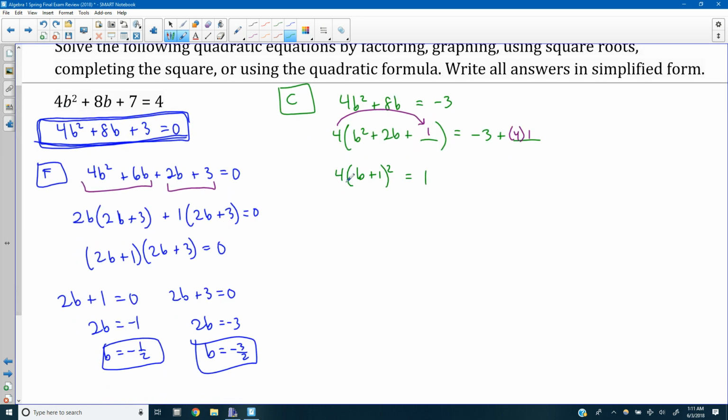I want to divide both sides by 4 because I want to start to get b by itself now. Divide by 4, divide by 4. I'm going to get b plus 1 squared equals 1/4. Now I can take the square root of both sides. So now I'm going to get b plus 1 equals, first of all, plus or minus the square root of 1/4, which is the square root of 1 over the square root of 4.